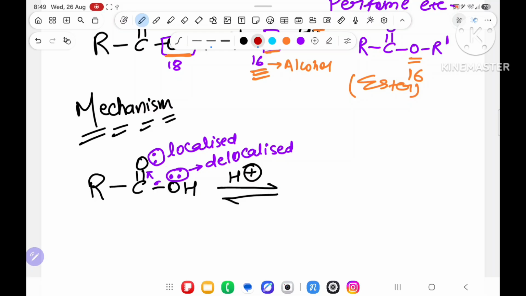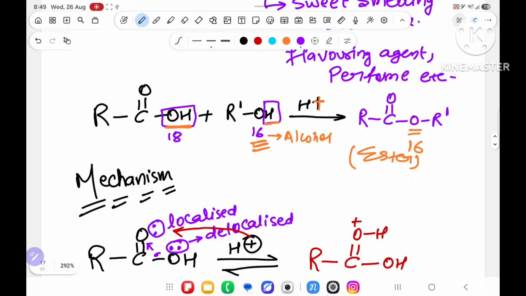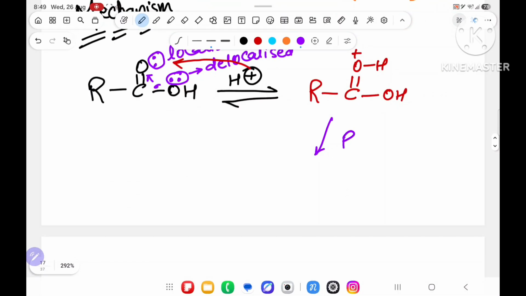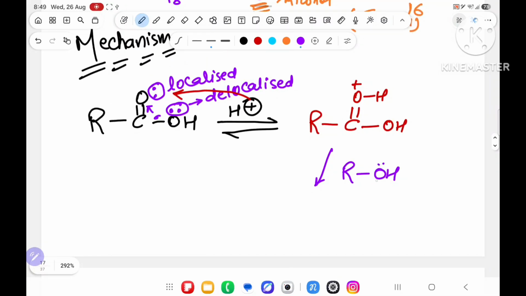So this H plus is not attacking the localized one. It will attack the delocalized one. What you will get? R C double bond OH, over here OH. Now oxygen is getting one extra bond, so it will get a plus charge. Once it gets plus charge, after that what happens? Alcohol will come, ROH. First H plus is attacking. Once the alcohol comes, we know that alcohol also has a lone pair.